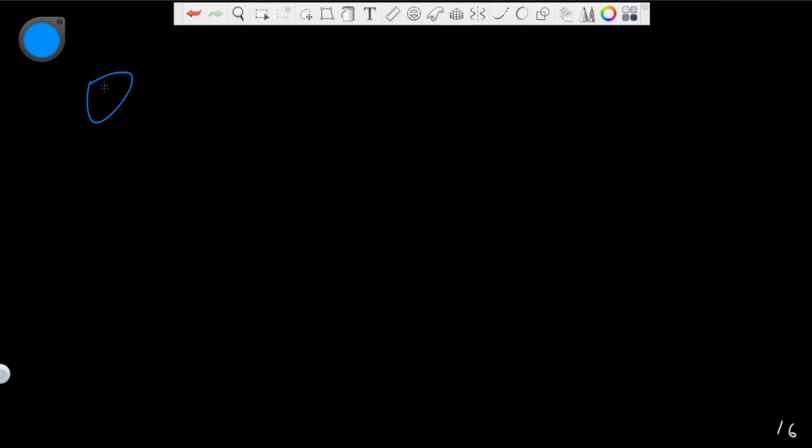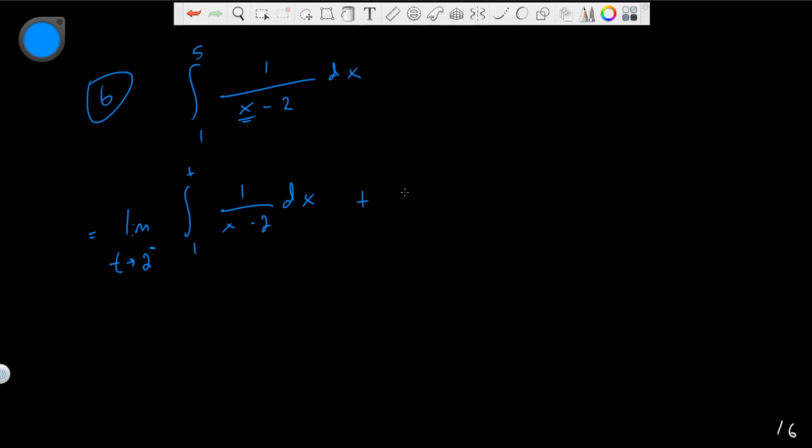Let's do that original example. Ooh, I'm still in blue. Look at that. Well, we'll just do it in blue. All right, we had 1 to 5 of 1 over x minus 2 dx. All right, we have a discontinuity at 2. So let's go ahead and rewrite this as the limit as t goes to 2 from the left-hand side of 1 to t of 1 over x minus 2 dx plus the limit as t goes to 2 from the right-hand side of t to 5, 1 over x minus 2 dx.